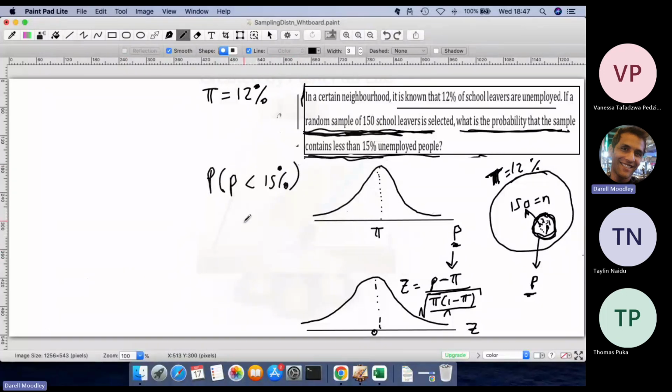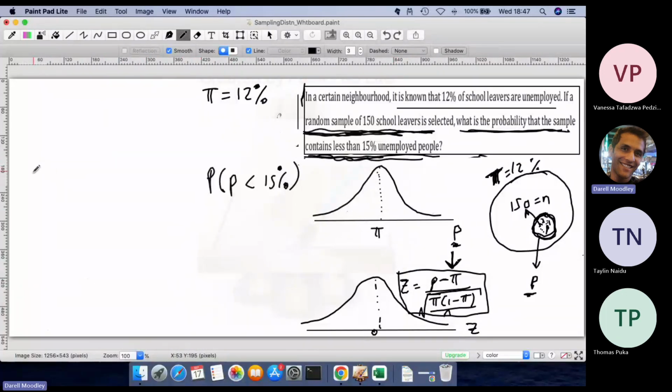That's what we're asked to work out. This is what we need to answer. That's what this question is asking us. So what do we need to do? We need to convert P to Z, and we need to use this formula here to do it.